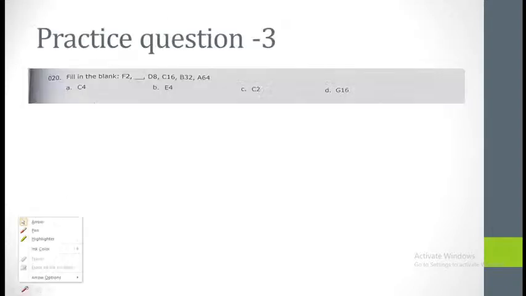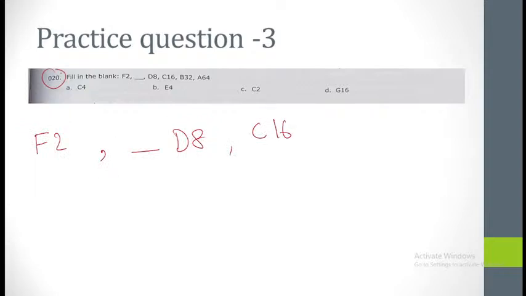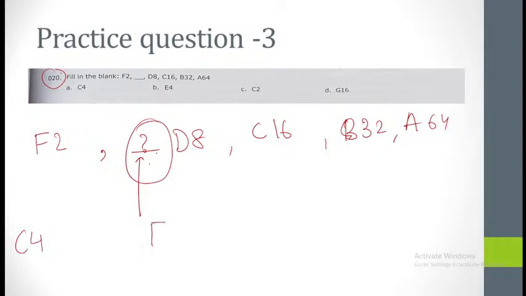This is the last question for you all. Try to find the answer for this particular question now. This is a general aptitude question. The question is, you have F2, then a blank, then D8, then C16, then we have B32, and finally A64. You need to find what the sequence is and what will come in this blank space. I have marked it in bold as well. There are 4 options. First is C4, then you have E4, then you have C2, then you have G16. This is A, this is B, this is C, and this is D.